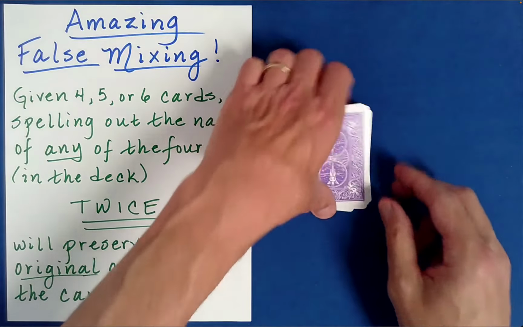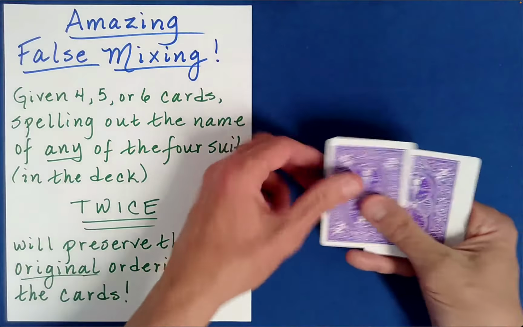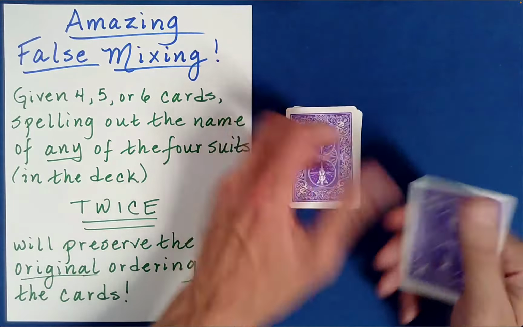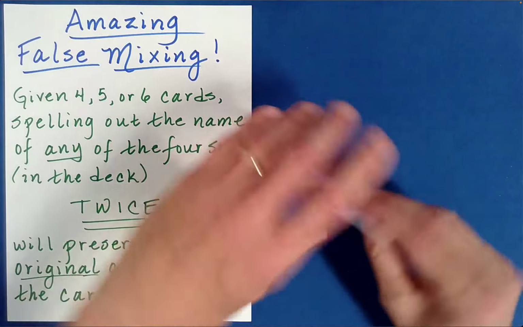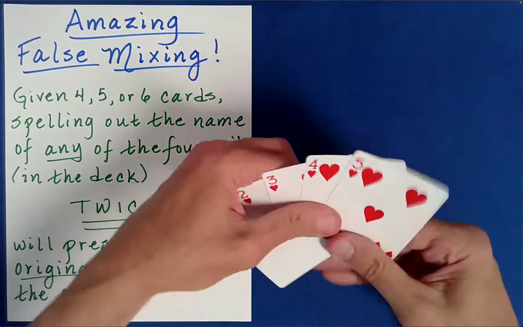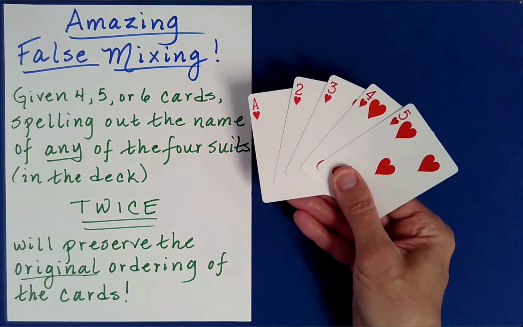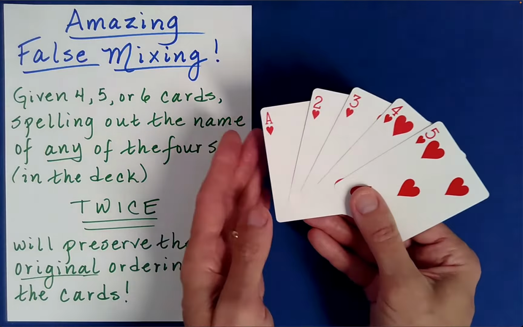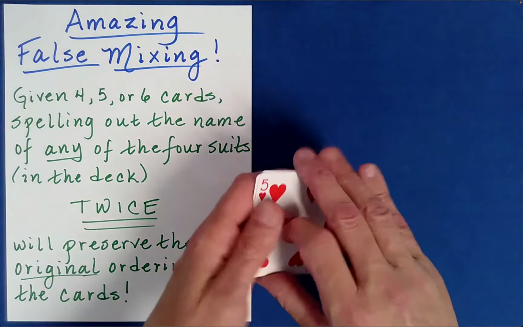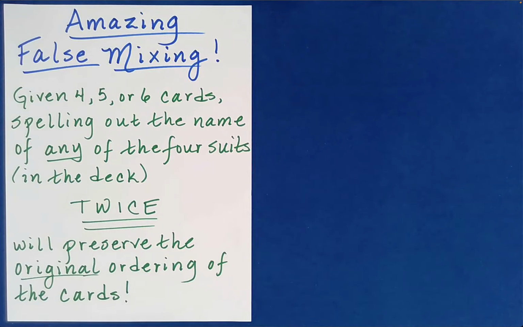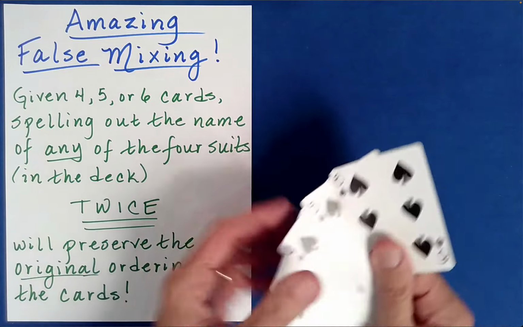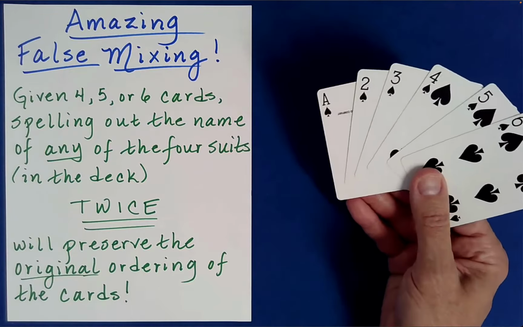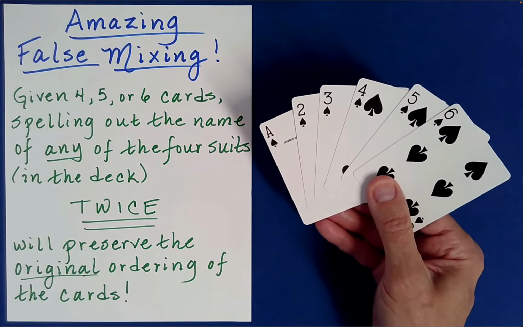D-I-A-M-O-N-D-S, that's diamonds, spelled once. D-I-A-M-O-N-D-S, that's diamonds, spelled twice. Did it return these 5 cards to their original order? It did indeed. And so try out the other 3 suits and they'll work just fine. The last one is a packet of size 6. Okay? And so why don't we choose maybe a different one, I suppose, clubs. We'll choose clubs this time.